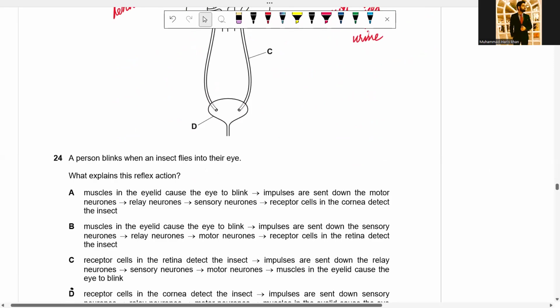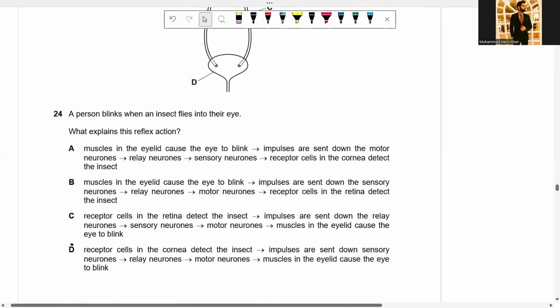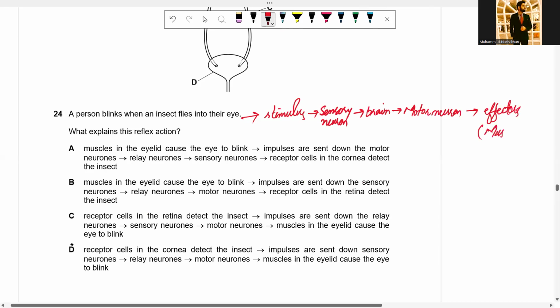Question number 24. A person blinks when an insect flies into the eye. The reflex action is starting from stimulus to sensory neuron, to coordinator, that is brain, to motor neuron, and then effectors. And the effectors in your body are only two, that is muscles plus glands. And here in this case, the muscles will be functional.